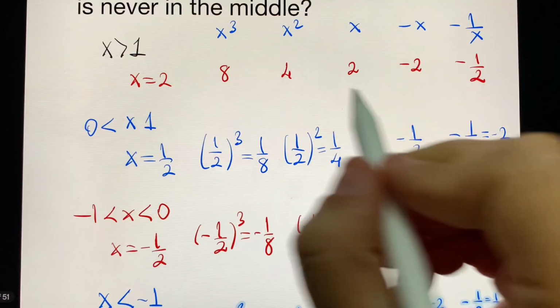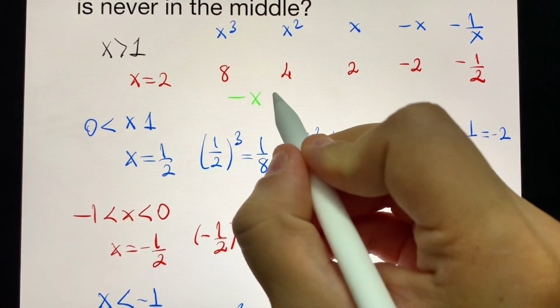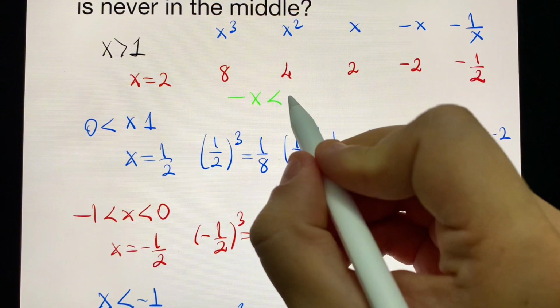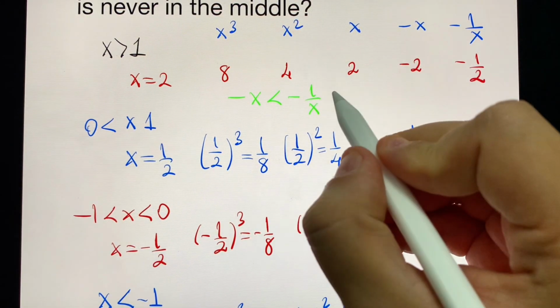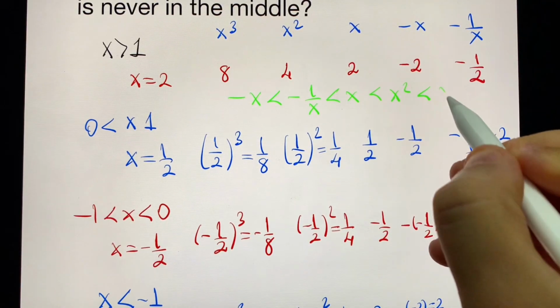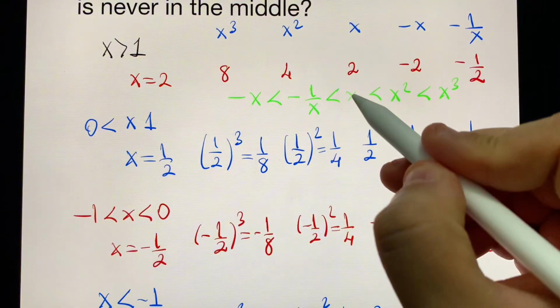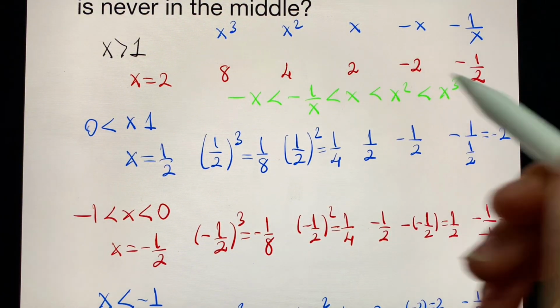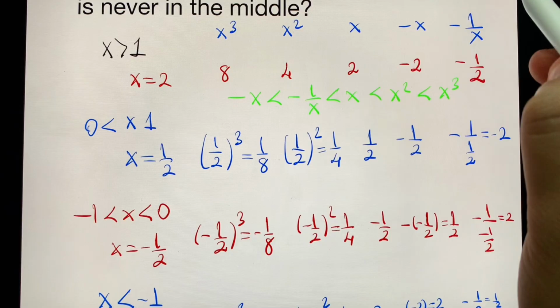Yes, which one was the smallest? Minus x. Then you notice minus 1 over x. Which one will come next? X, then x squared, later x cubed. So right here, who is our friend in the middle? X is the expression we call it. Okay, we got this. Now let's switch to the other one.